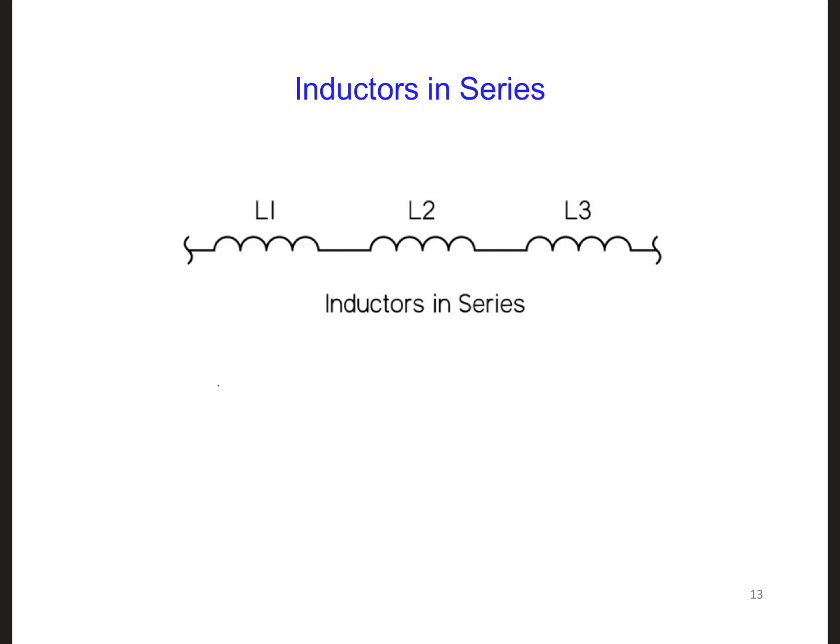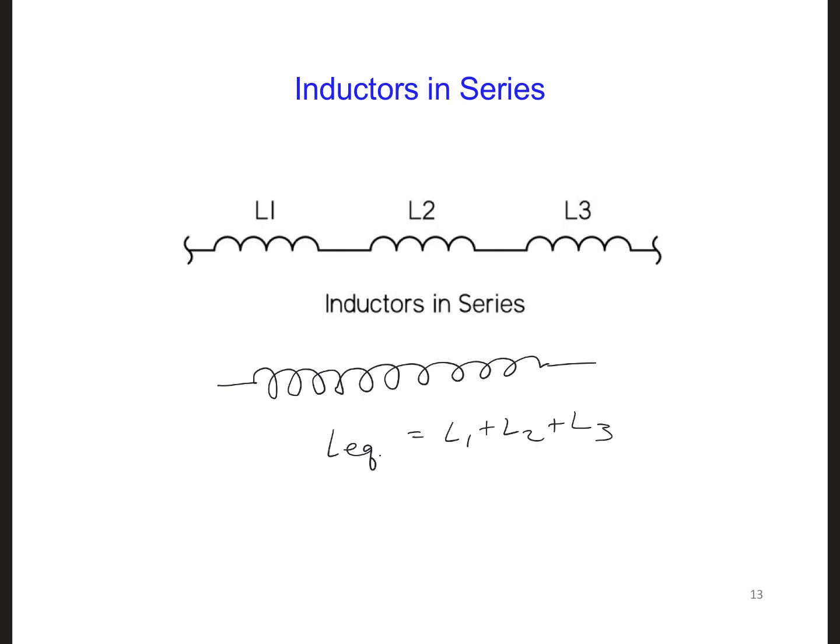Adding some inductors in series is as if we're just making our inductor longer and longer. So L equivalent is equal to L1 plus L2 plus L3. This is analogous to resistors, unlike capacitors, where you saw that the equivalent is the opposite of resistors.